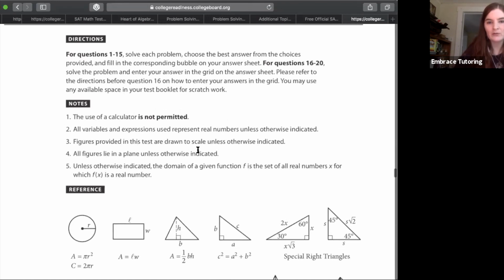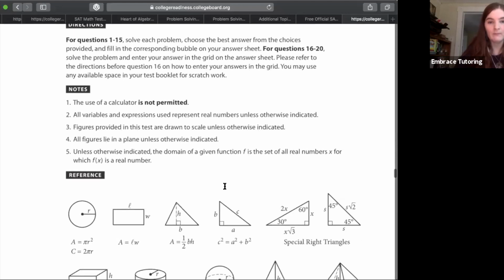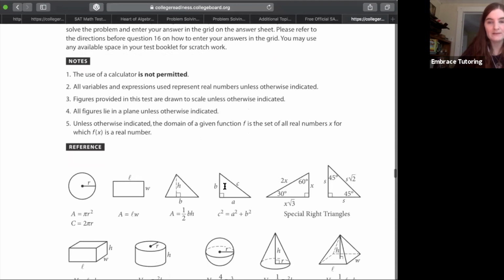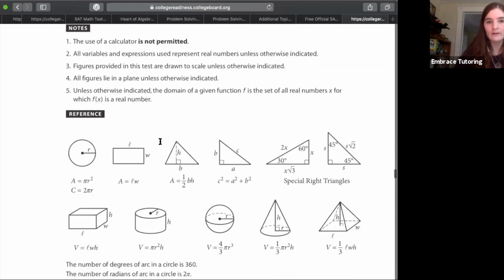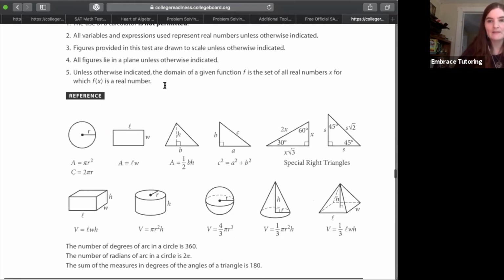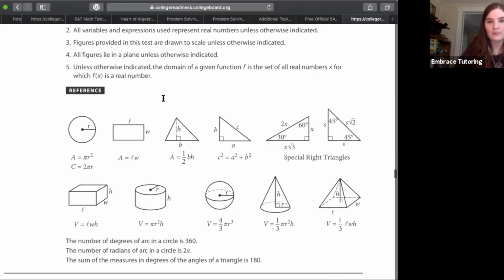Figures provided in this test are drawn to scale unless otherwise indicated, okay? So that is at least helpful, as opposed to it not being drawn to scale, which makes it harder for us. But that is definitely a plus here. All figures lie in a plane unless otherwise indicated. Also helpful. Unless otherwise indicated, the domain of a given function f is the set of all real numbers x for which f of x is a real number. Okay. If you don't know what that means, please let me know and we can go through that. But I believe that's gone over in the math videos too.